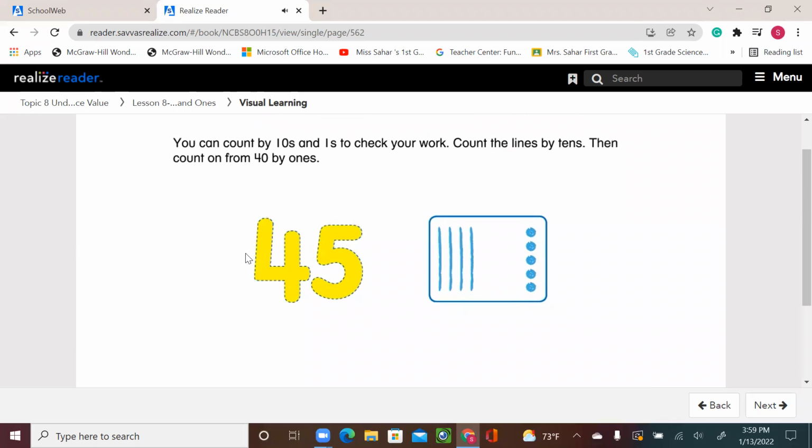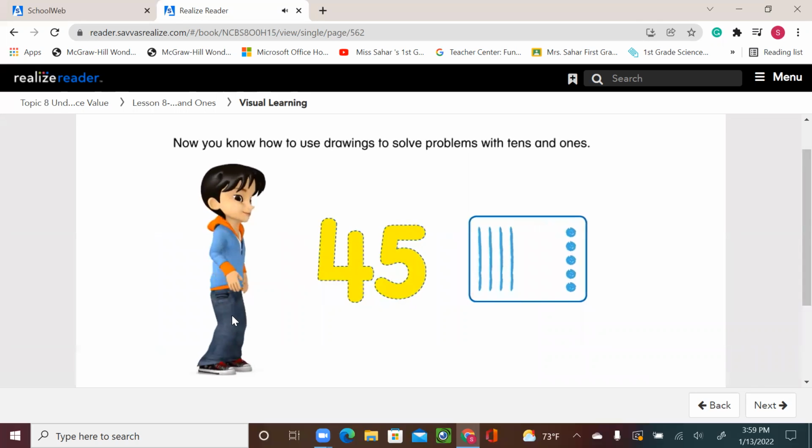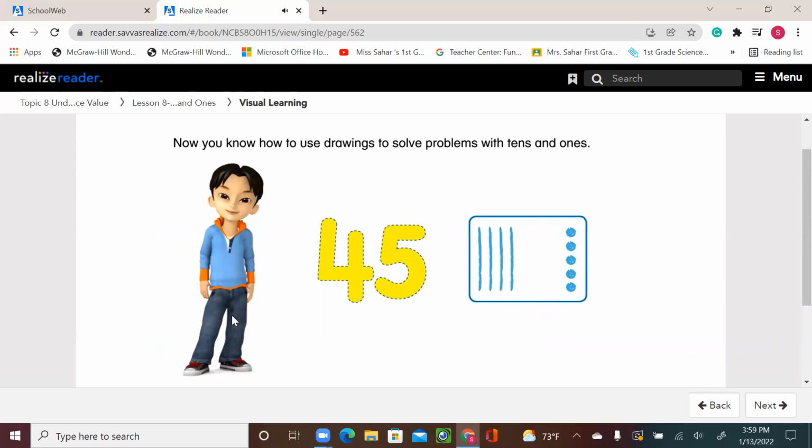You can count by tens and ones to check your work. Count the lines by tens. Then count on from 40 by ones. 10, 20, 30, 40, 41, 42, 43, 44, 45. There are 4 tens and 5 ones in 45. Now you know how to use drawings to solve problems with tens and ones. Great job!